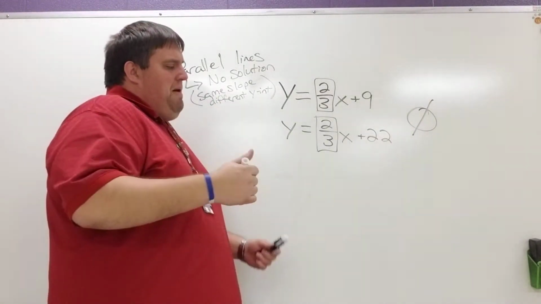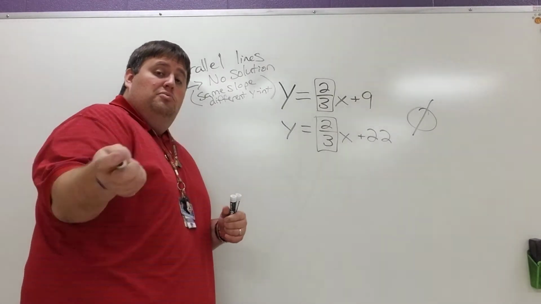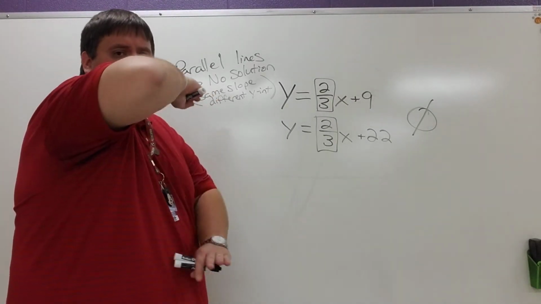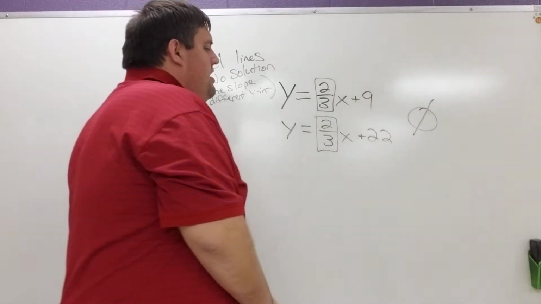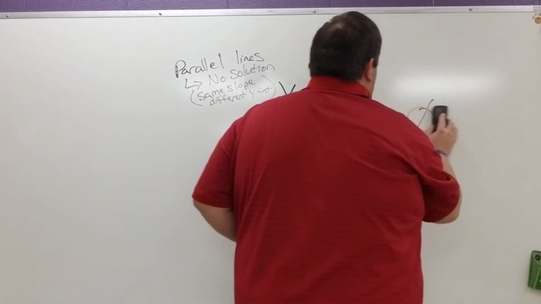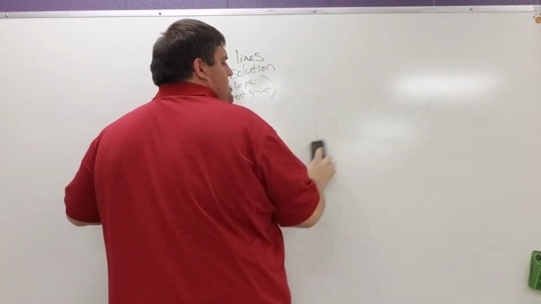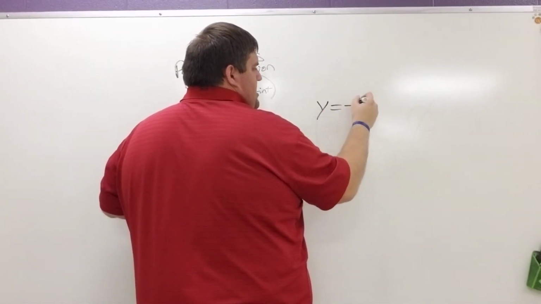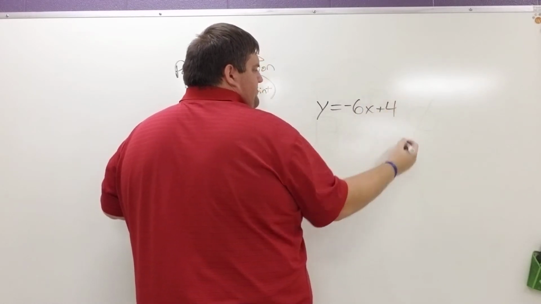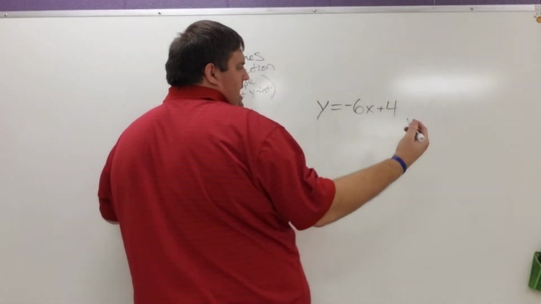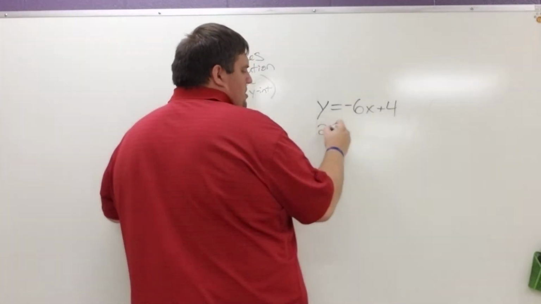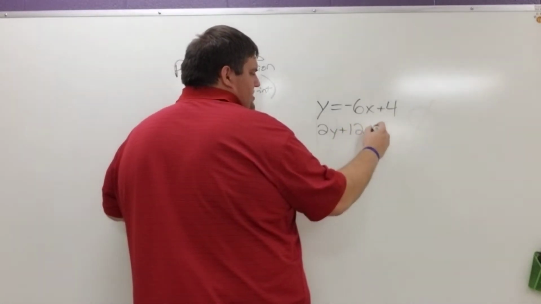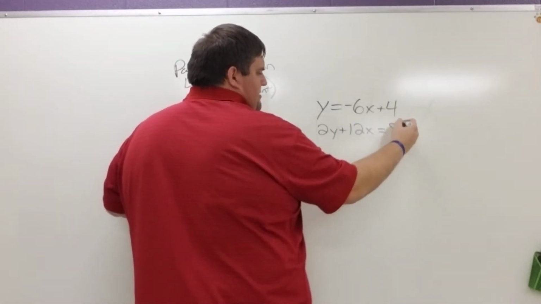So when I'm looking at inspection, I'm going to look at two lines and say, hey, do they have the same slope? If they do, are their y-intercepts different? I know those are two parallel lines somewhere. Now, we might not have that for our system. We might have one that looks like this. Y equals negative 6x plus 4. And then we might have 2y plus 12x equals 8.